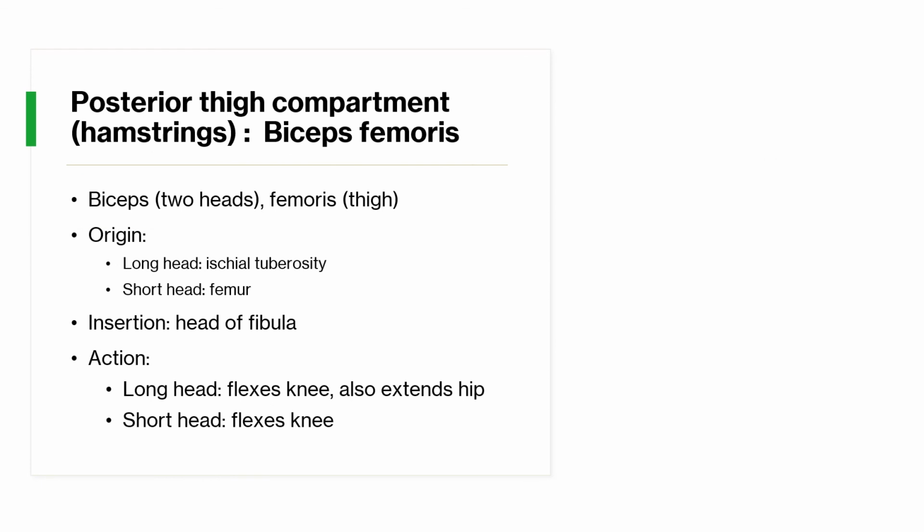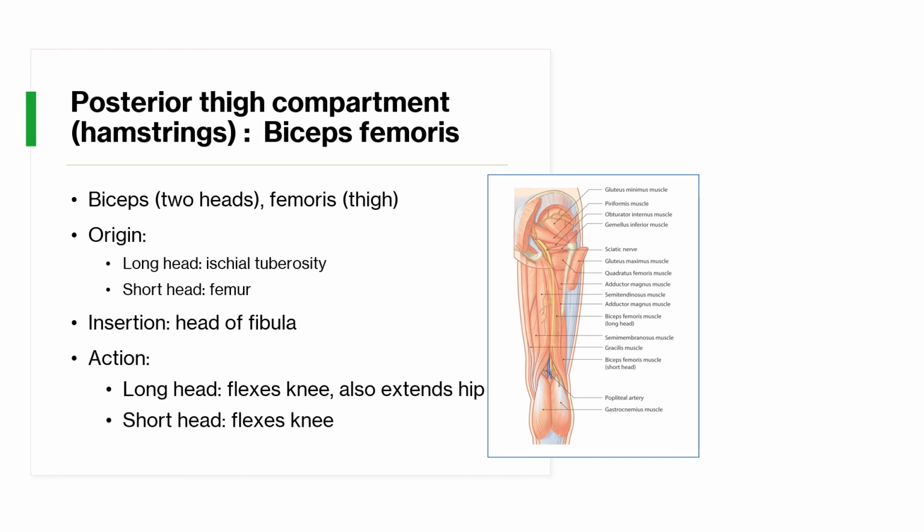Posterior thigh compartment, hamstrings. Biceps femoris. Biceps means two heads. Femoris means thigh. So your arm is not the only place you can find a bicep. There's also a bicep in the thigh, but it's called the femoris to distinguish it from the biceps brachii in the arm. There's a long head and a short head, just like the biceps brachii.